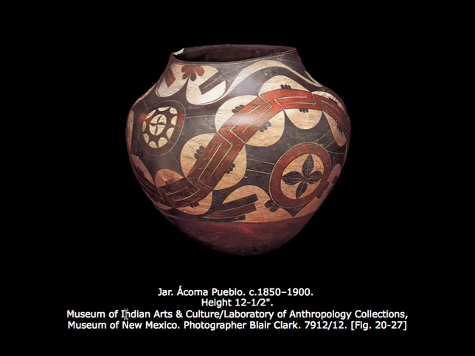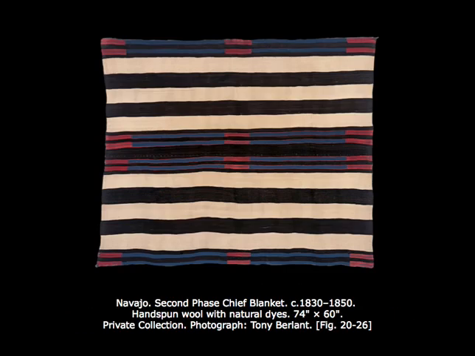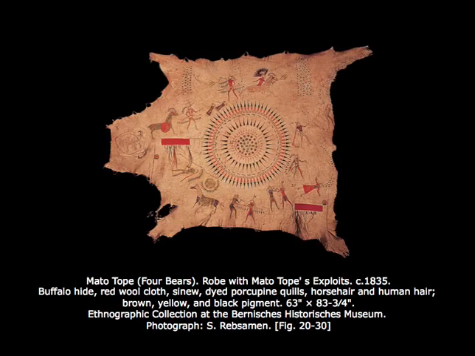Pueblo pottery and a Navajo blanket are both examples of native art that also functioned within the society. They were functional works, as is the robe that tells the story of Matotopi's exploits. And because it tells a story, it could be considered a form of commemoration or possibly commentary or persuasion.